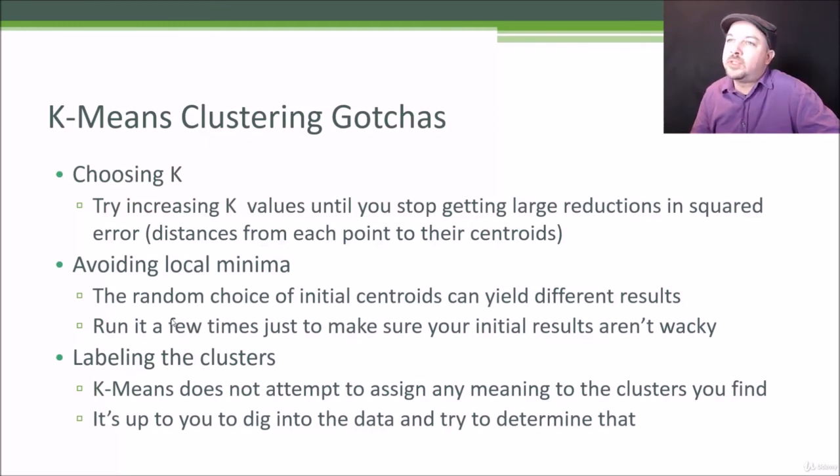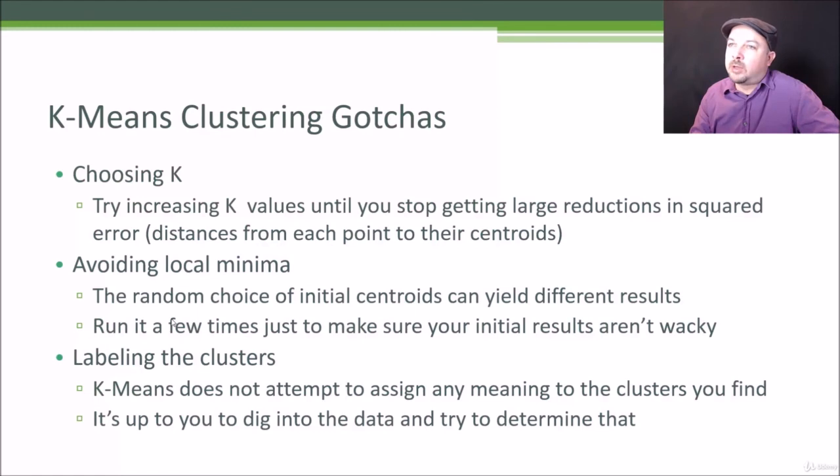The principled way of choosing k is to just start low and keep increasing the value of k, how many groups you want, until you stop getting large reductions in squared error. So, if you look at the distances from each point to their centroids, you can think of that as an error metric. And at the point where you stop reducing that error metric, you probably have too many clusters. Okay, so you're not really gaining any more information by adding additional clusters at that point.